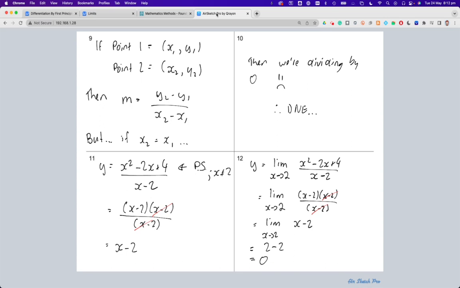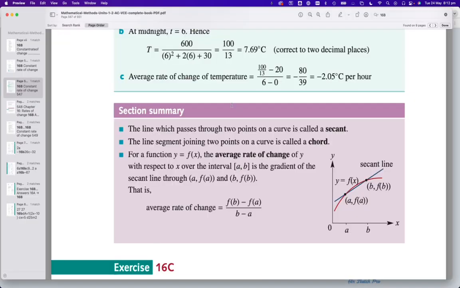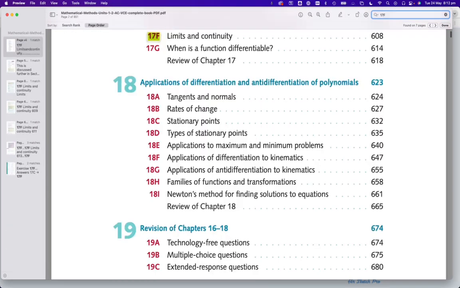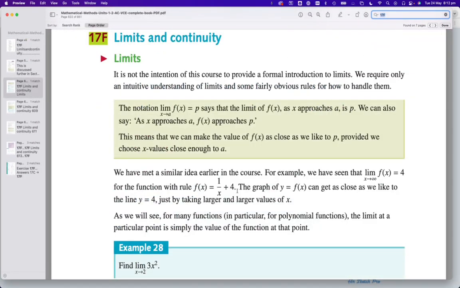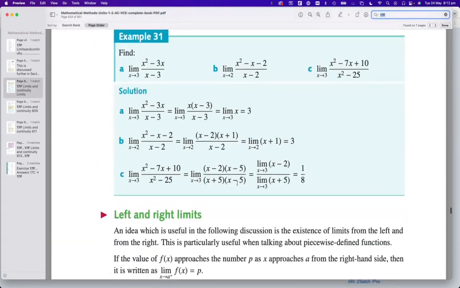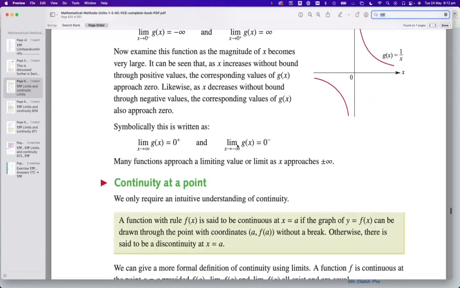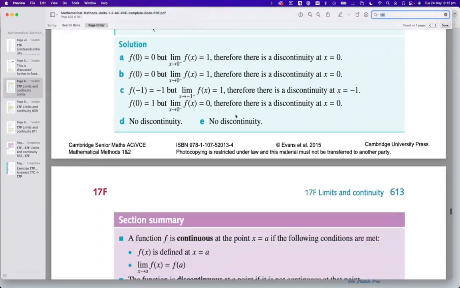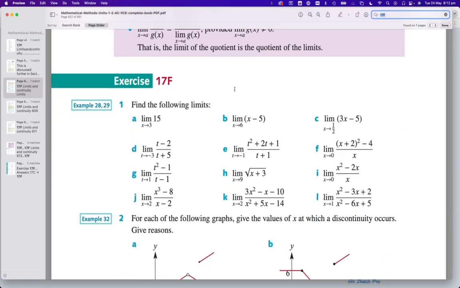So what you're going to do now is go to your textbook, and go to exercise 17F, question 1. If I just go there quickly now, you'll see that you've got these questions here. Don't worry about the left and right limits and all this kind of stuff. We're just going to go to exercise 17F, and you're going to do this set of questions here.